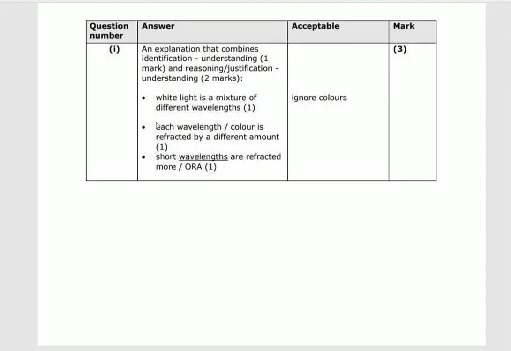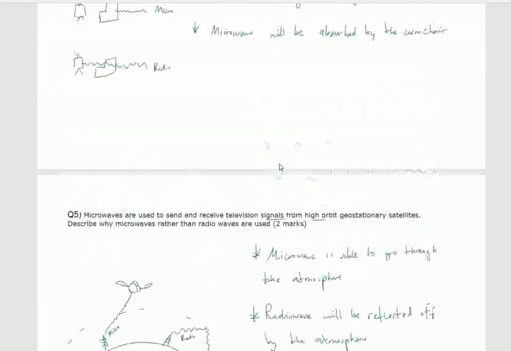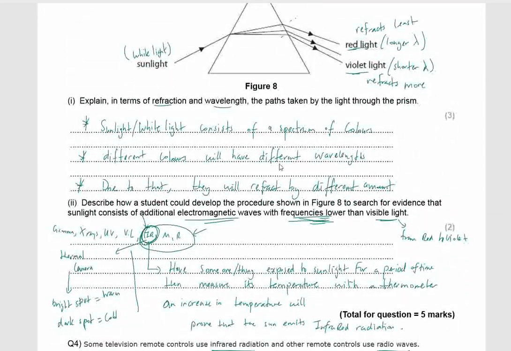That's fine. Speed decreases. Good. Yeah, this is dispersion. So this is the dispersion question. White light is a mixture of different wavelengths or different colors. Oh, it says here ignore colors. Okay, look, ignore colors. So we need to go back and check this properly. Spectrum of colors, spectrum of wavelength. Okay, now let's take a look.